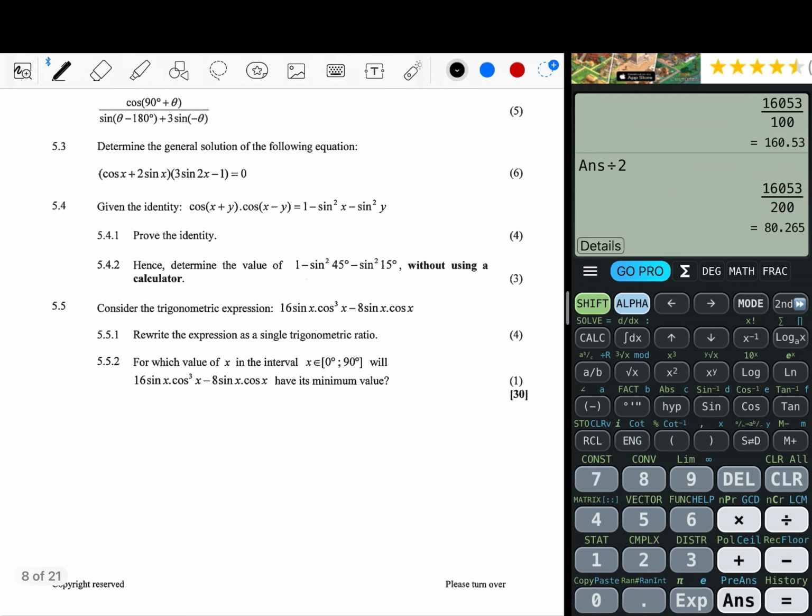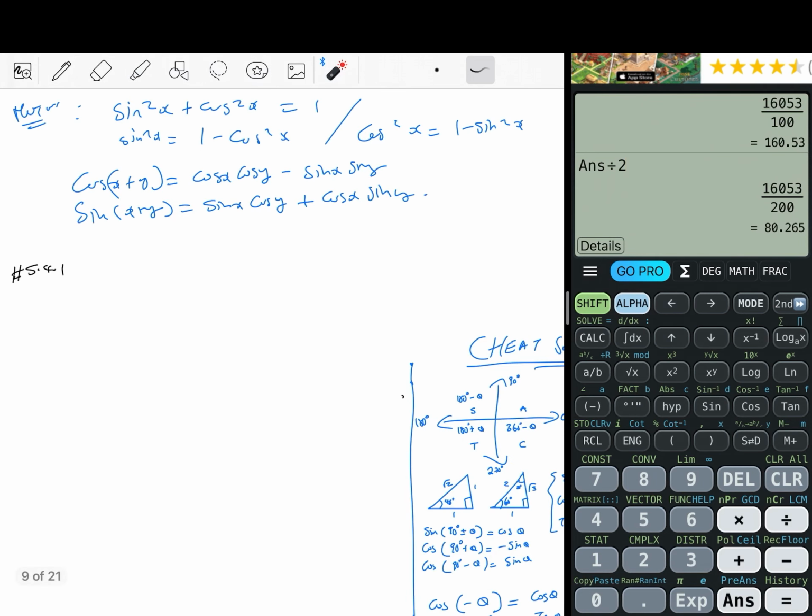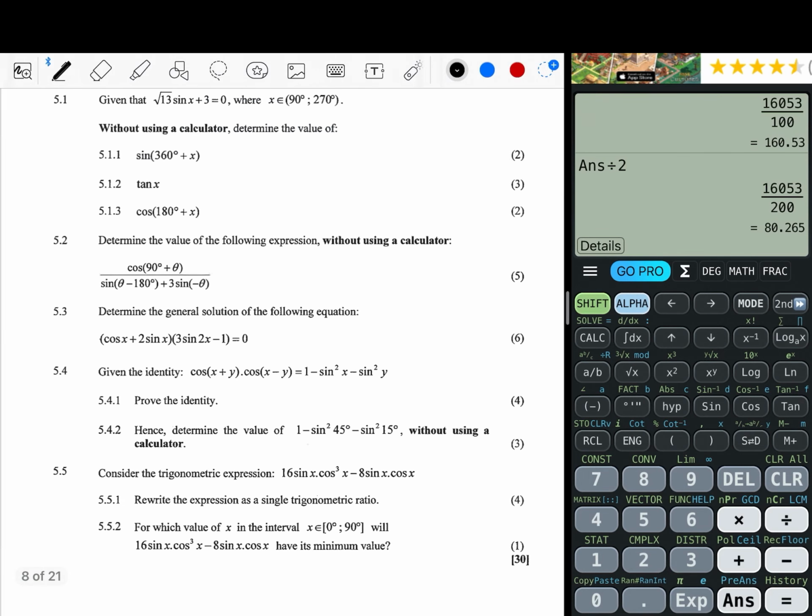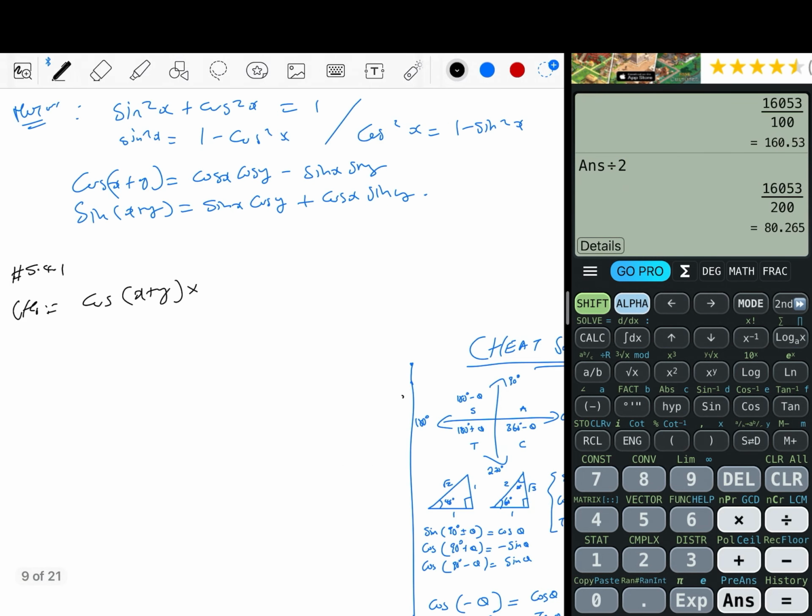Prove the identity. Okay, so when you're proving the identity, what do we say? We're proving that the left hand side is equal to the right hand side, and you take one of the two and you prove. So in this case, I'll just take the left hand side, cos(x + y) times cos(x − y).